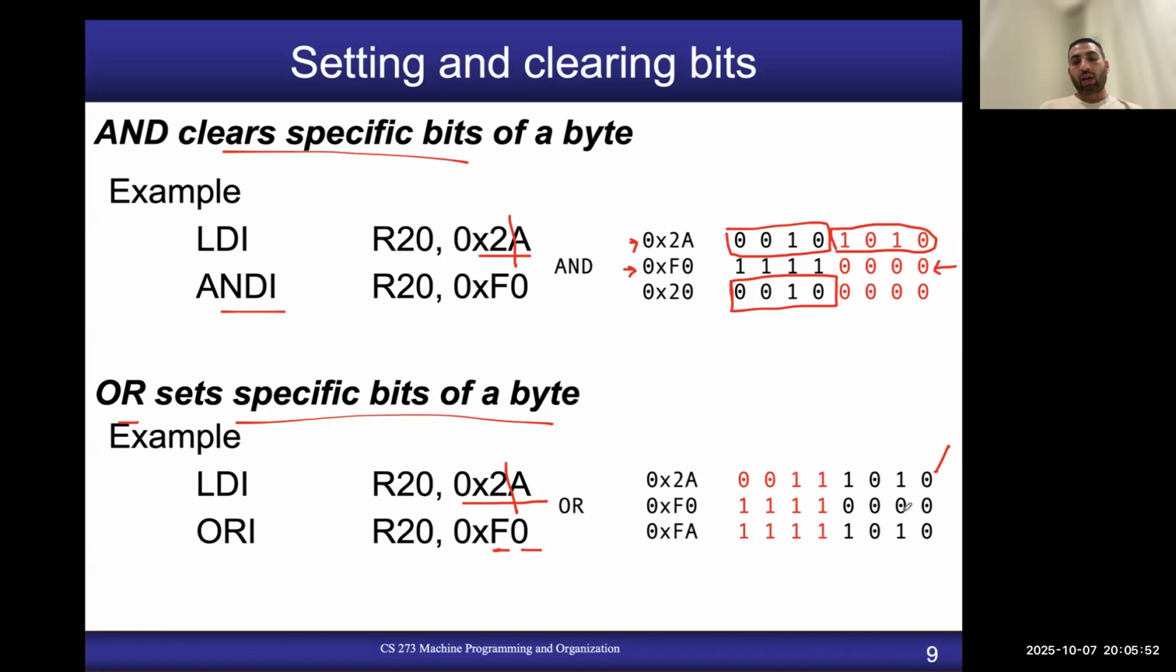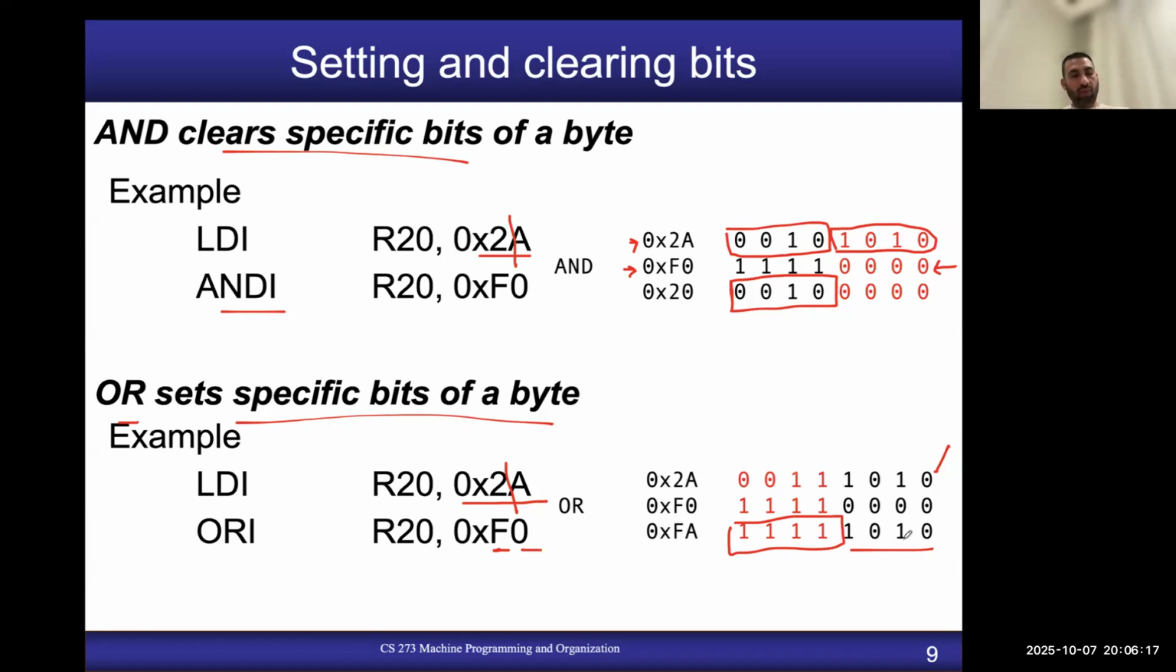Now when you do an OR operation, remember in an OR operation, if any one of the inputs is 1, the output is 1. So that's why all these 4 bits are set equal to 1, and these lower bits are untouched. If the value in R20 was 0, the result is 0. If the value was 1, the output is 1, right? Any questions?